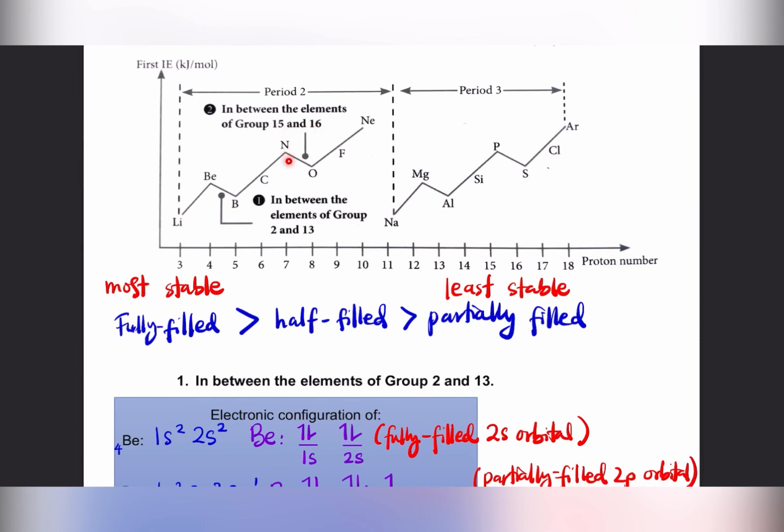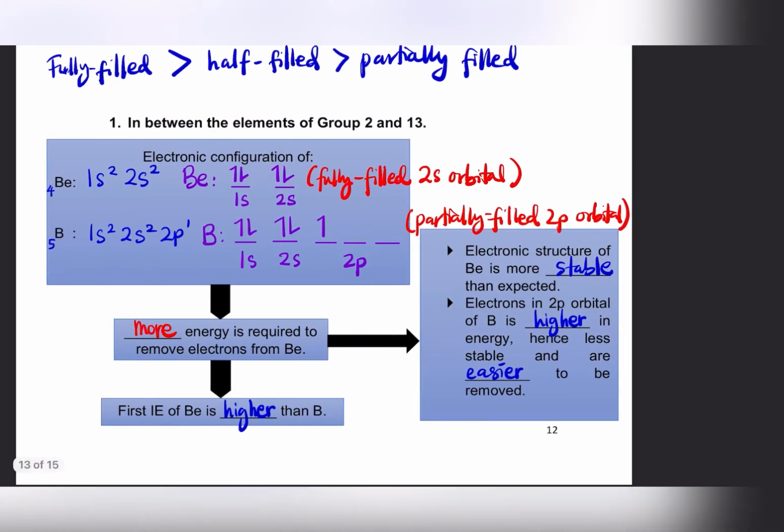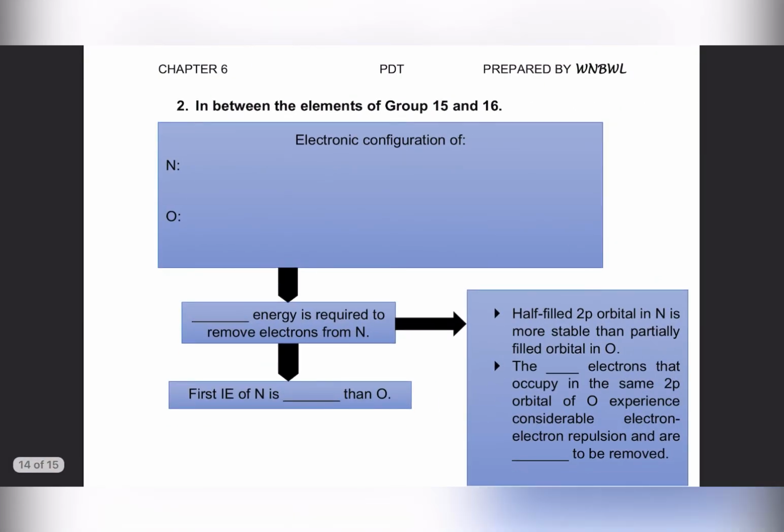Dalam kes ini adalah untuk nitrogen dan oxygen. So macam mana kita nak explain for that one? We go to the next page where we have nitrogen and oxygen. And of course, you have to write the electronic configuration.